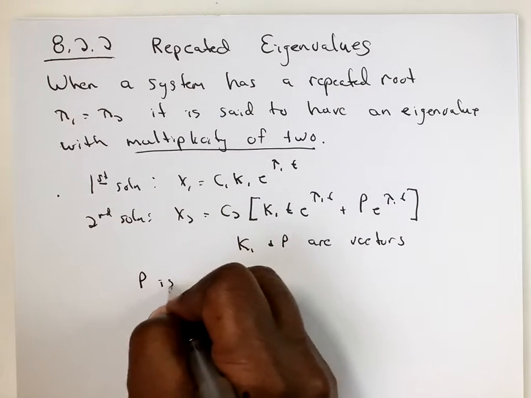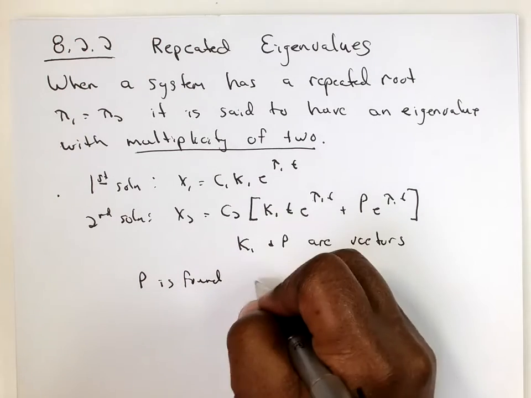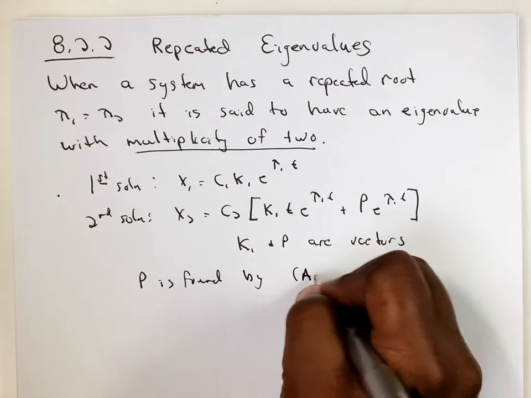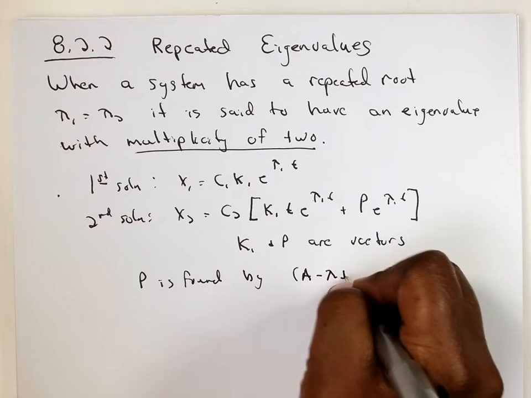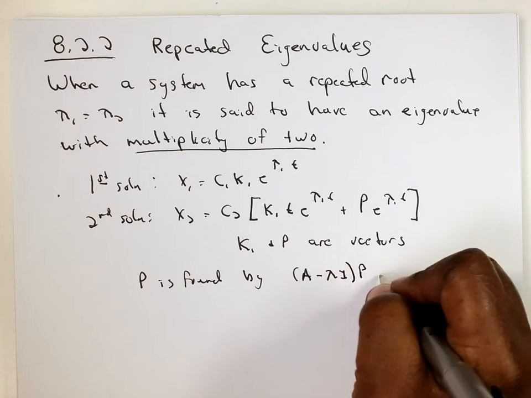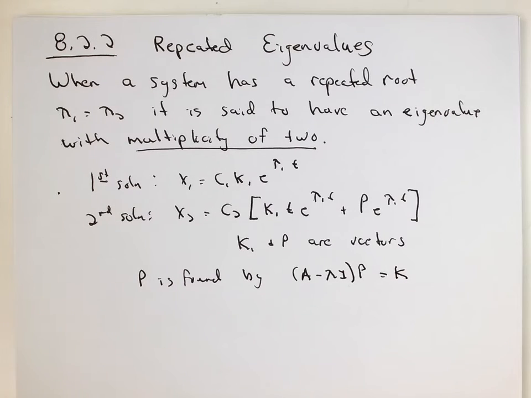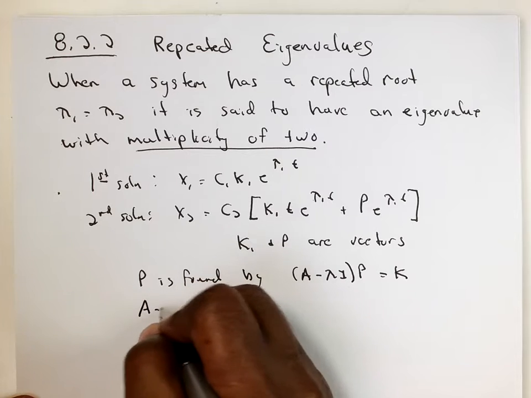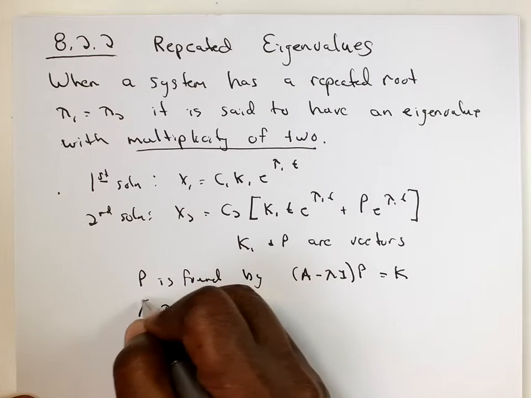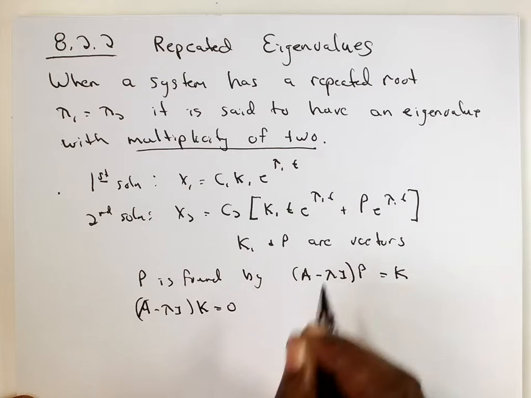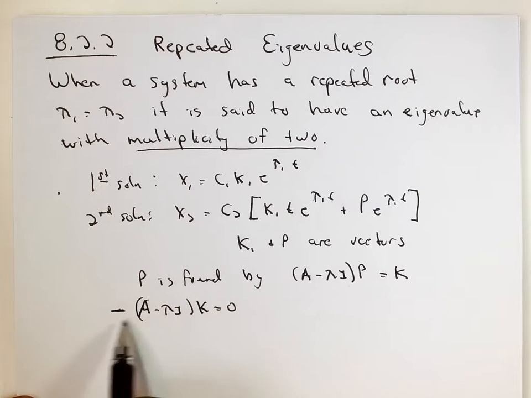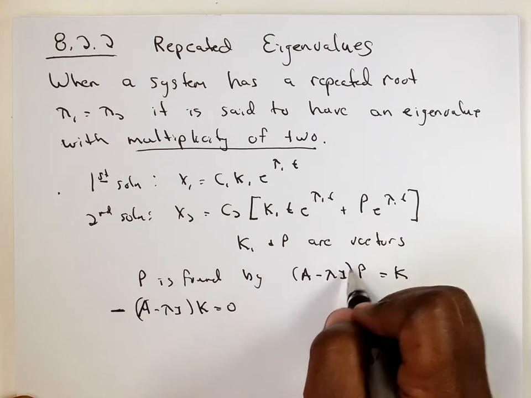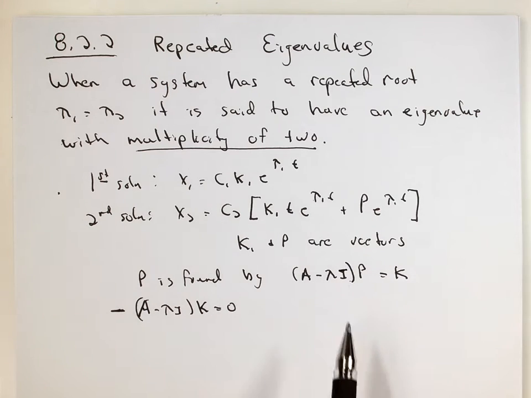P is found by (A minus lambda I) times p equals K. So we know from before we found K by (A minus lambda I) times K is equal to 0. So we're going to have to find this first, and then when we go to solve for p, we have (A minus lambda I) times p is equal to K. So we'll already know what that K is.